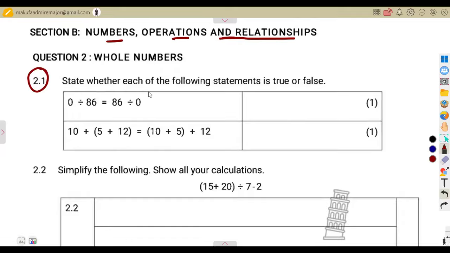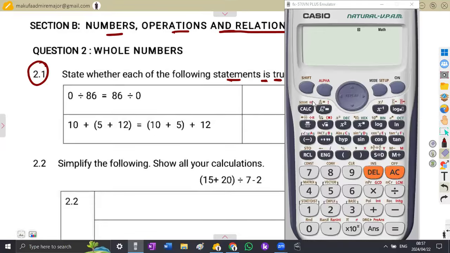State whether each of the following statements is true or false. These statements. Okay. 0 divided by 86 is equal to 86 divided by 0. No, this is wrong. It's like 2 divided by 4 is equal to 4 divided by 2. No, this is totally wrong. But if you do not understand, just take your calculator to prove that. So I want you to say that this is totally wrong.